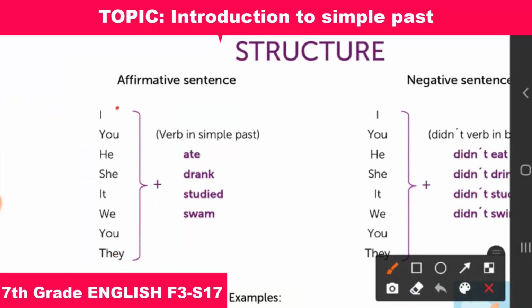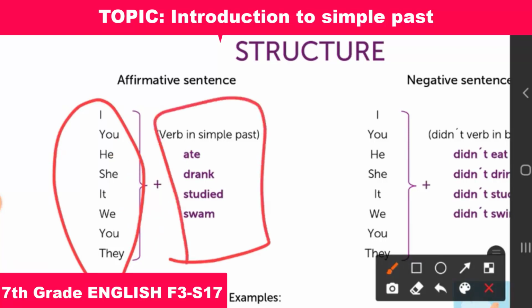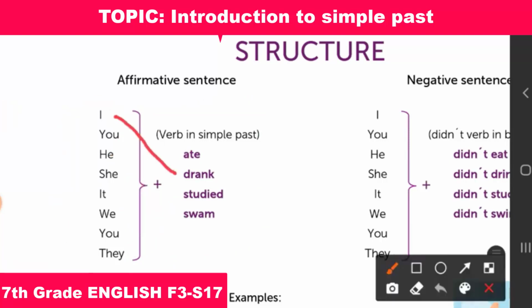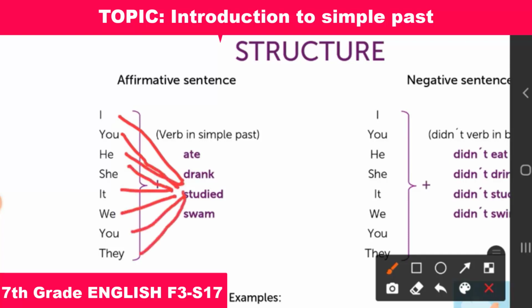For example, you can say, I ate, yo comí. You ate, tú comiste. He ate, él comió. She ate, it ate, we ate, you ate, they ate, ¿ok? Any of those pronouns, cualquiera de esos pronombres, with any of those verbs, ¿ok? Now, for example, you can say, I drank, you drank, he drank, she drank, it drank, we drank, you drank, they drank, ¿ok? The same goes with studied: I studied, you studied, he studied, she studied, it studied, we studied, you studied, they studied, yes?